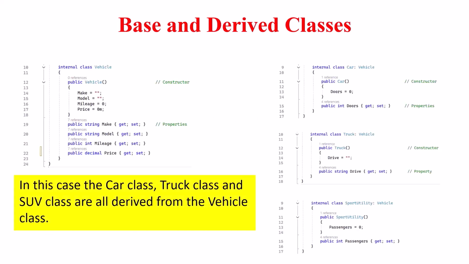In this case, we have the vehicle class being our base class here, and we have a car class, truck class, and an SUV class, all derived from the vehicle class. And you can see the vehicle class right here, the car class right here with doors. We have the truck class right here. It's derived from vehicle. It has a drive, two-wheel drive, four-wheel drive. And the sports utility is derived from the vehicle class as well. Its unique property is passengers.